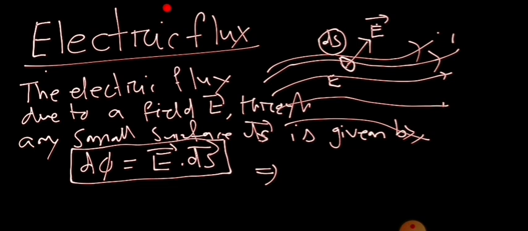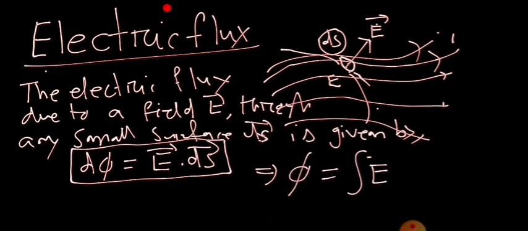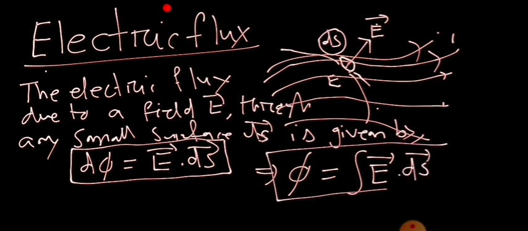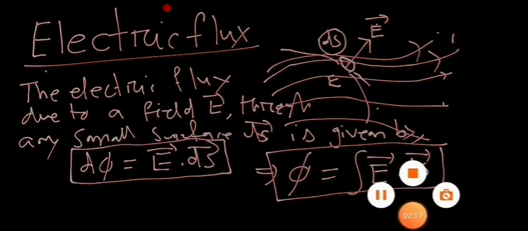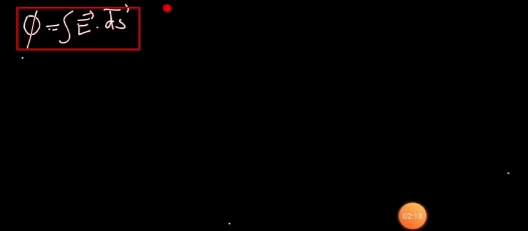This small area I have taken may be a part of a surface, so there may be a big surface also. So the total flux through any surface is calculated by integrating E dot ds. This is the formula for electric flux. So now we see that phi is equal to the integration of E dot ds over any surface.